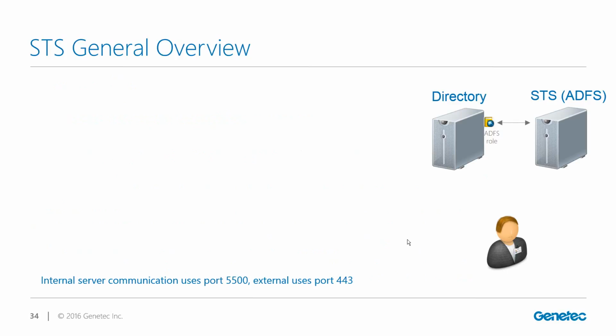So just to give you a quick example, we have our directory here, we have our new ADFS role that we've got set up. The ADFS role is talking to our STS, which is our ADFS server here, and there's our user trying to log in. Now just in this example and overall, if we're doing any internal communication, we're using port 5500. If we're talking externally to the STS, that's going to be using port 443.